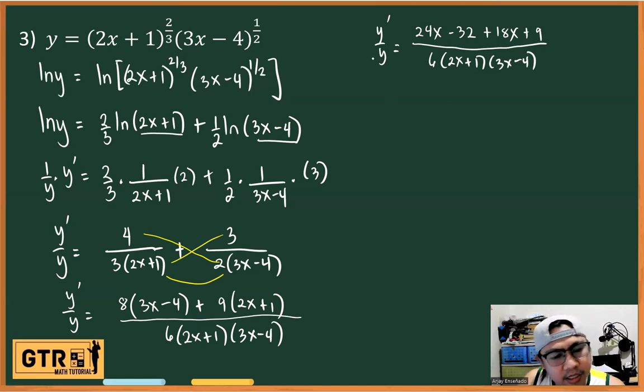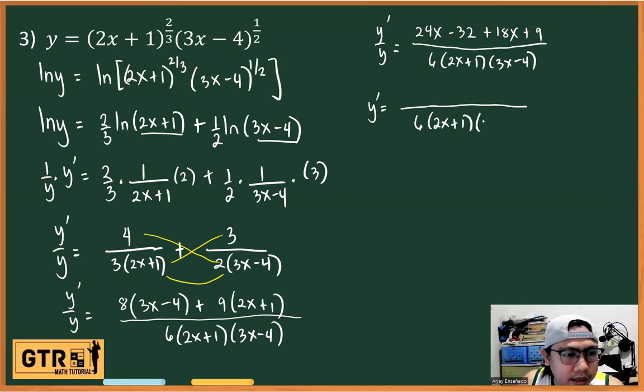Then multiply both sides by y at the same time. Let's multiply both sides by y so that we will get the y prime. And at the same time, let us simplify the numerator. So therefore, we have, I'll just copy first the denominator, 6 times 2x plus 1 times 3x minus 4. Then we have y here. They multiply both sides by y.